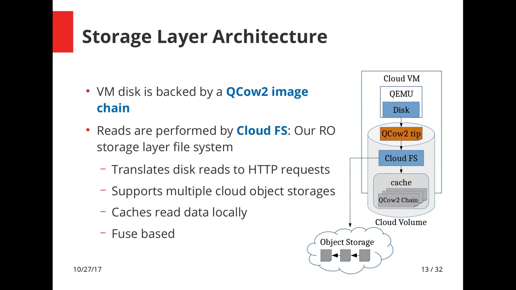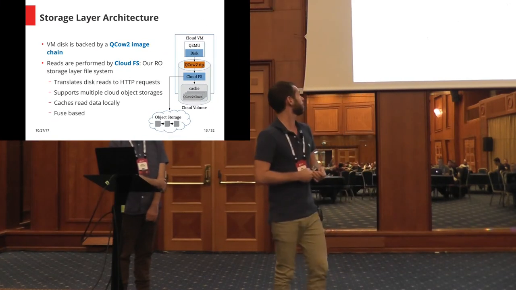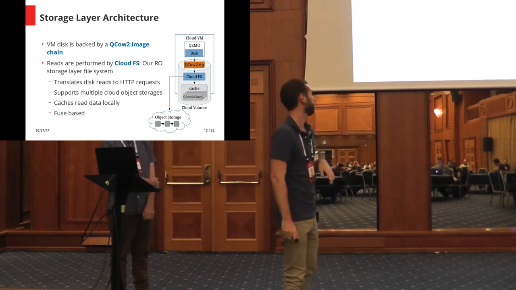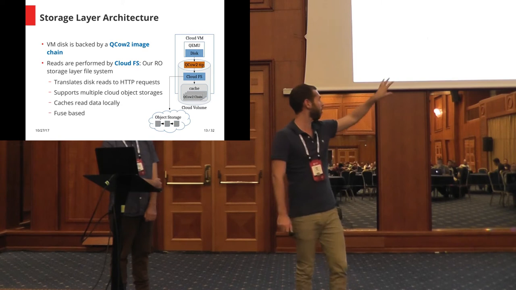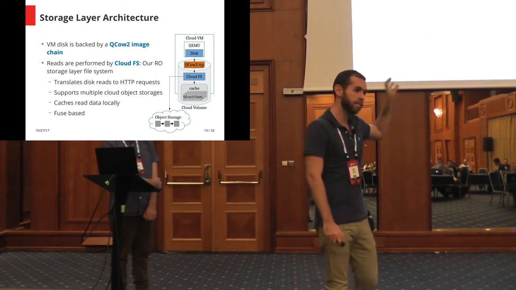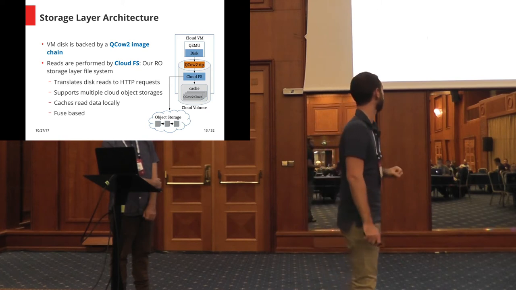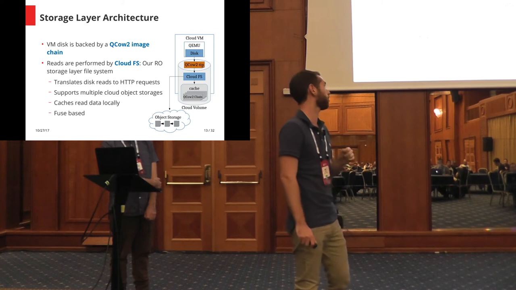So let me describe the architecture for our storage layer. Our VM disk data are backed by a qcow2 image chain. As I told you, as you can see in the drawing, the cloud volume holds the tip file, which is the file that holds all the writes, and all the reads are being done remotely, okay? I mean reads from previous parts of the chain.